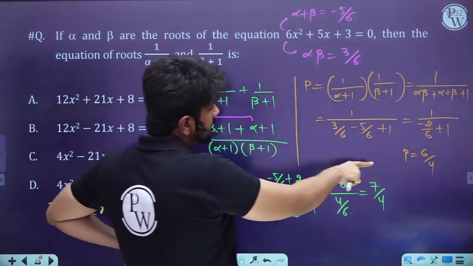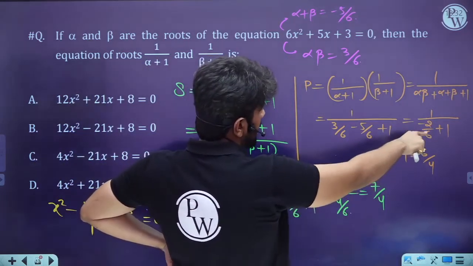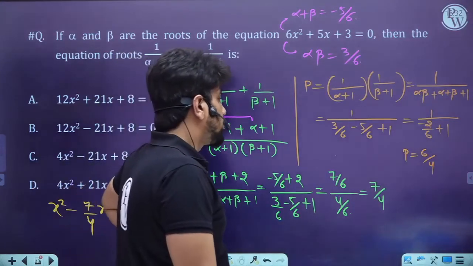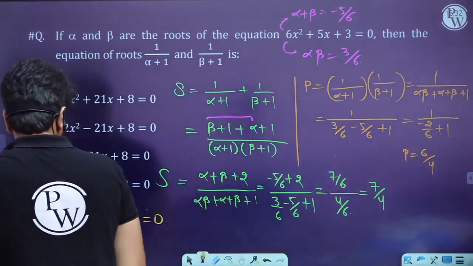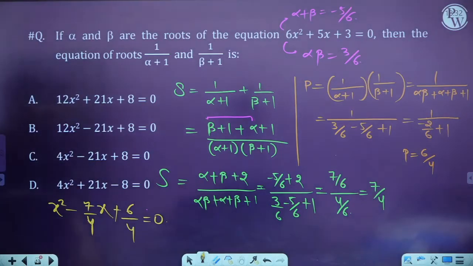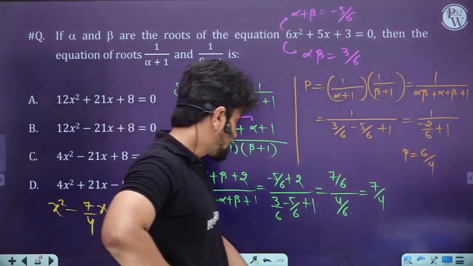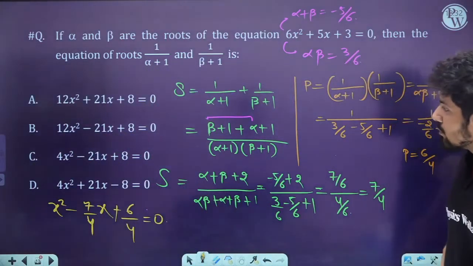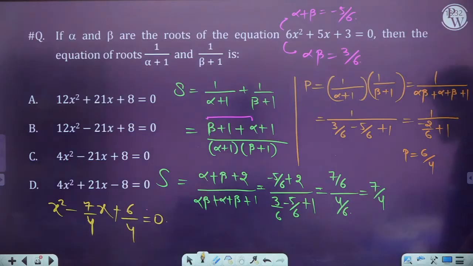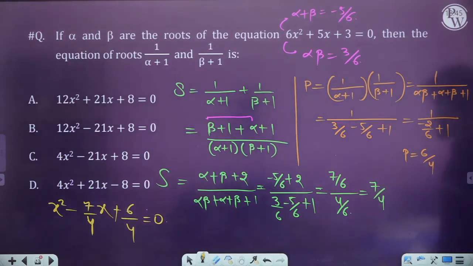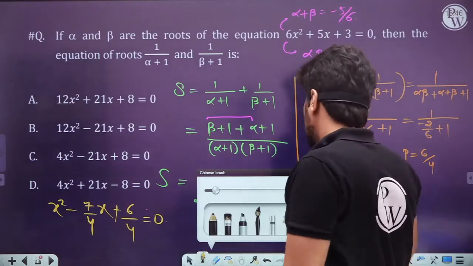And what do we have here? We have 4 by 6 in the denominator. 4 by 6 will be 6 by 4. So if I put these values, x square minus sum of roots into x plus product of roots is equal to 0, I'm going to get the answer 4x square minus 7x plus 6 is equal to 0. So I think we have done the calculation correctly.